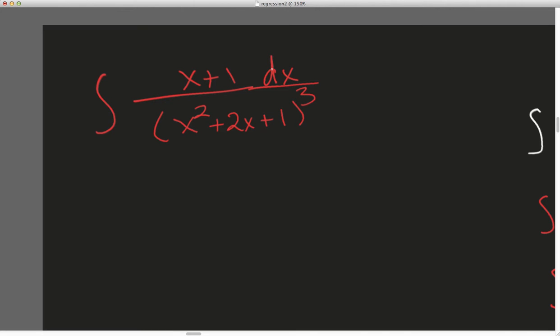Okay, so would you agree that you can't do any algebra here, since they're not just added or subtracted? This division sign right here makes it impossible to do them separately. So you try u sub. Of the two, which one do you think you would let u equal?